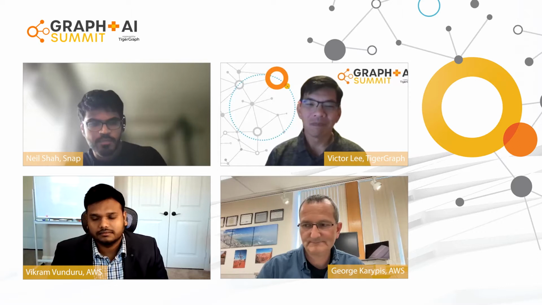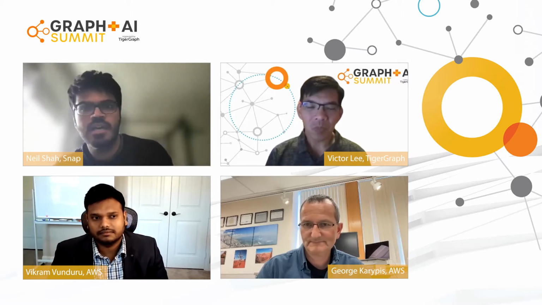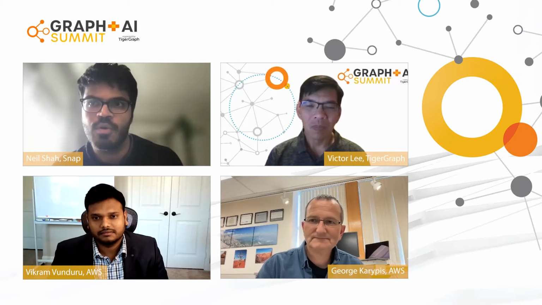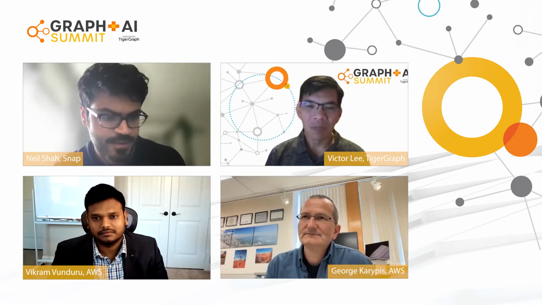Since this is a graph deep learning panel, let me start by asking, what does everyone mean by graph learning? And how does it differ from most of what people talk about when they talk about machine learning?